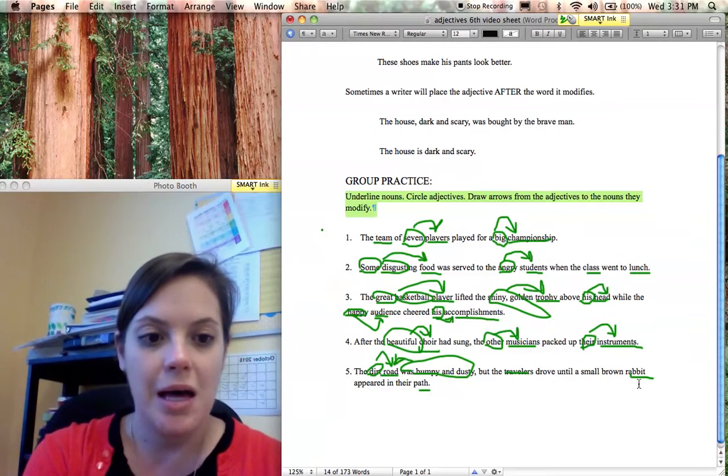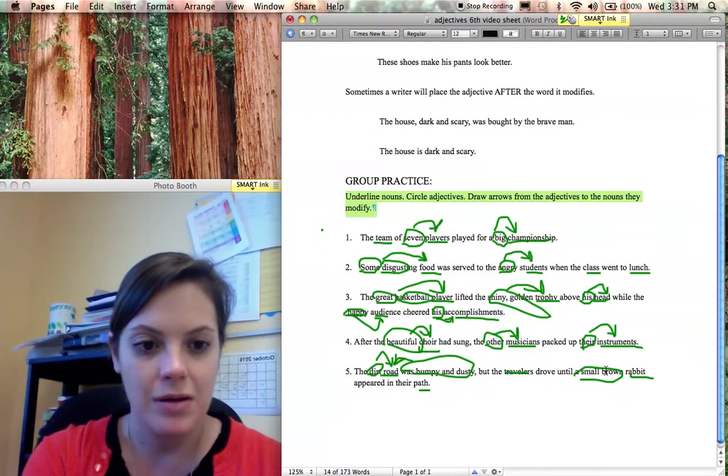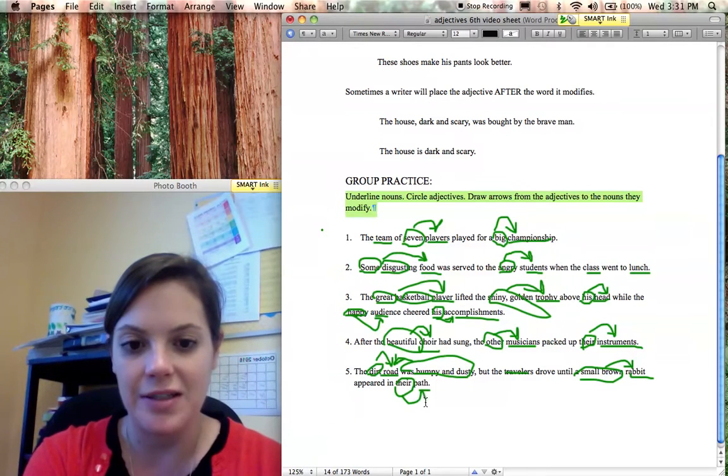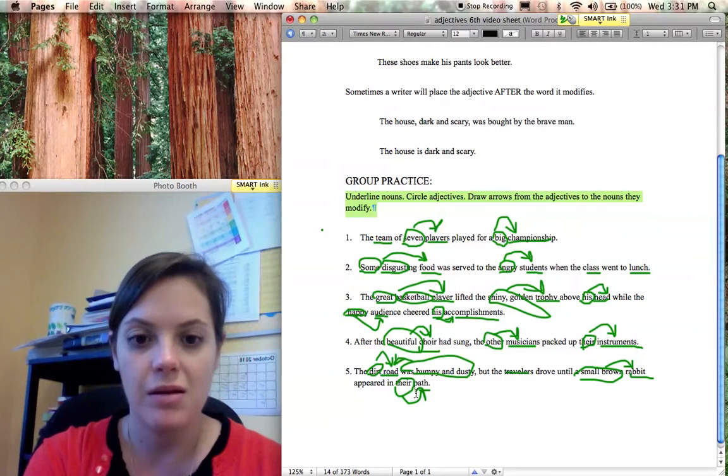Okay, rabbit, I see a couple ones. Small and brown are describing my rabbit, telling me what kind of rabbit it is. And then path, I got another pronoun acting like an adjective here, telling me whose path it is. Okay, all right, great.